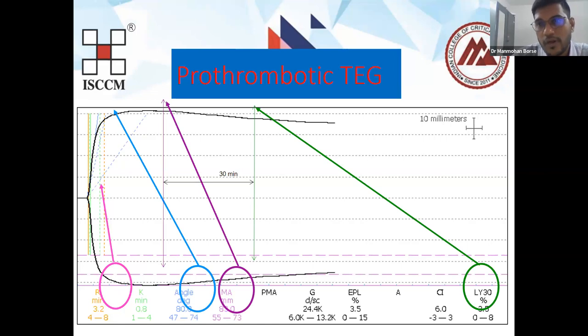This is the prothrombotic TEG. So what tests will you do? This person has a risk of clot formation. If it is a congenital disease of prothrombotic state, what other tests will you do? No issues. So here we need to give anticoagulants to treat this. The choice of anticoagulants will depend on the consultant, whether they prefer vitamin K antagonists, heparin, or direct oral anticoagulants, NOACs.